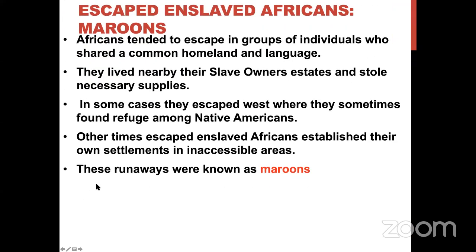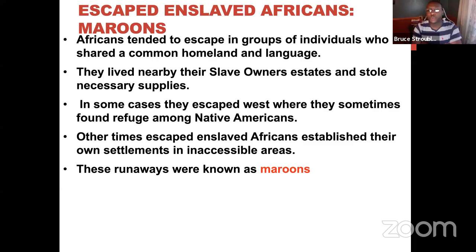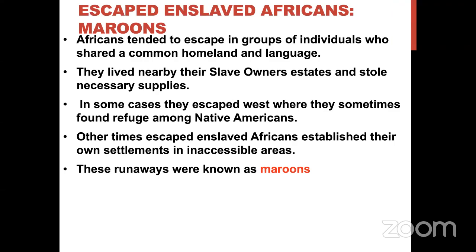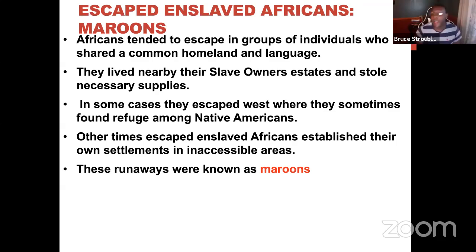All right. So African people tended to escape in groups of individuals who shared a common homeland or language. They would normally stay near where their plantation estates were, and they would steal supplies as necessary. In some cases, they escaped west, where they sometimes would find refuge with different Native American groups. In other situations, they might make their own settlements in inaccessible areas. This was very popular in the Caribbean, particularly in Jamaica, but it also happened in the United States.